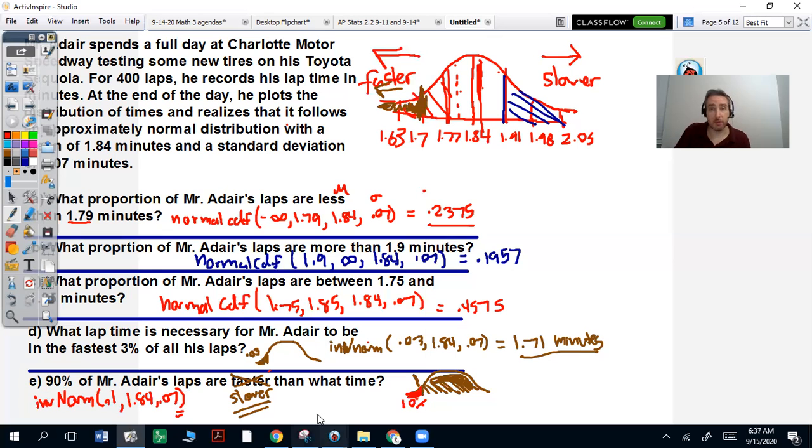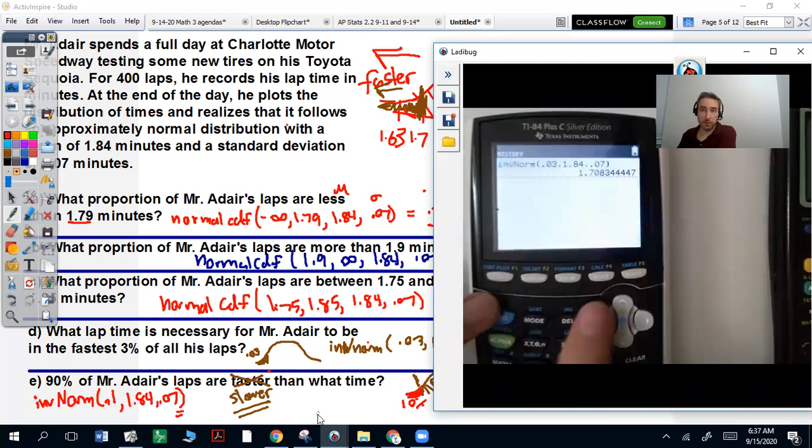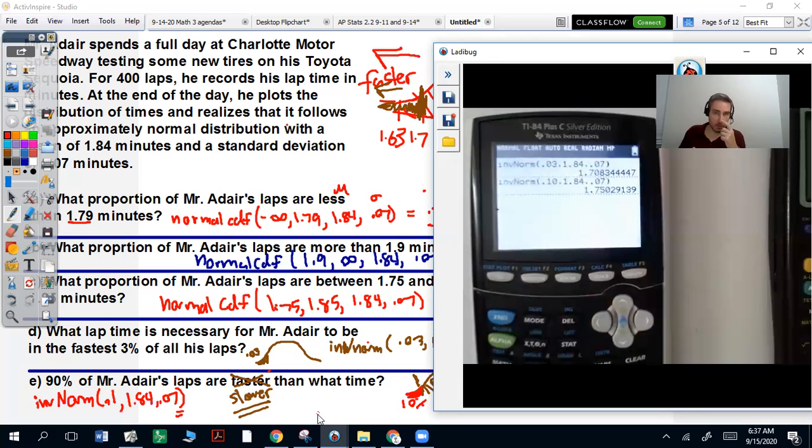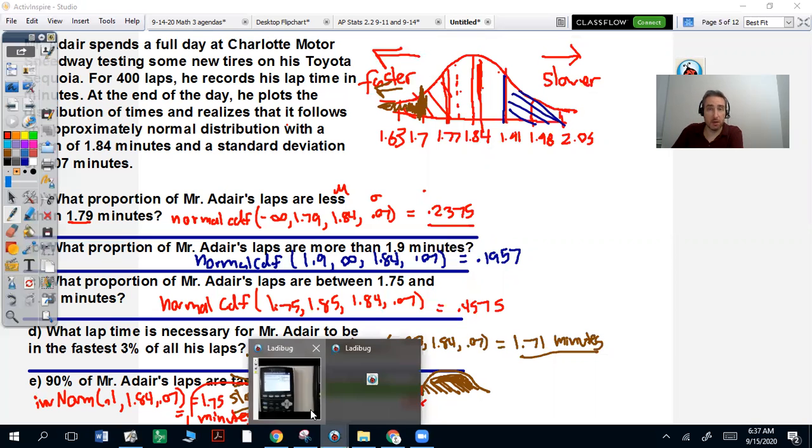I'm just going to do it on the 84. You can go back and edit these too. So if you want to type it in this way, instead of 0.03, you can say 0.10. And you would find that time to be 1.75 minutes. So 90% of Mr. Adair's laps are slower than 1.75 minutes. If I had kept the original problem, and if it was faster, then we'd have to stick with the 0.9, and so you'll see the difference there.